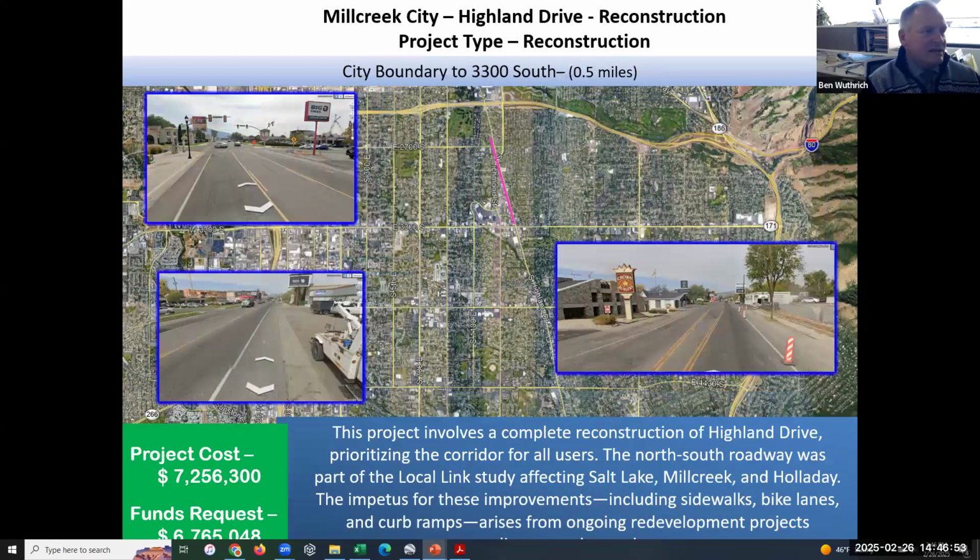The next project is also a request from Mill Creek City. This is on Highland Drive, for reconstruction from the city boundary to 3300 South. This project's estimated to cost $7.2+ million. Funds being requested are $6.7 million. The improvements on this will include bike lanes, sidewalks, curb and gutters, as well as the roadway improvements.